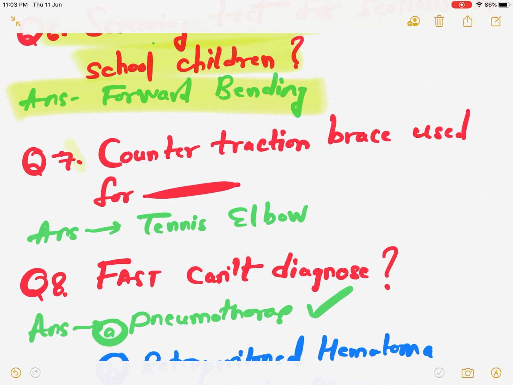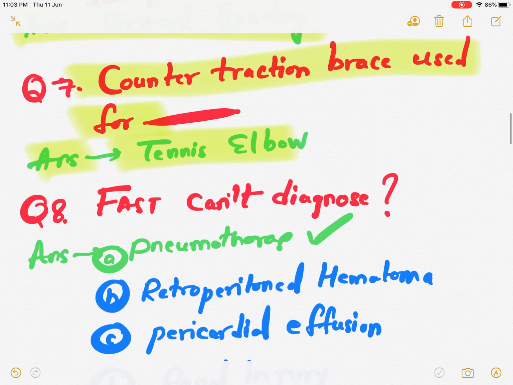Next question is, the counter traction brace is used for. The answer is tennis elbow. There is very limited treatment for tennis elbow. Even nowadays, some of the doctors use steroid injections, but still the counter traction brace is very commonly used for tennis elbow.